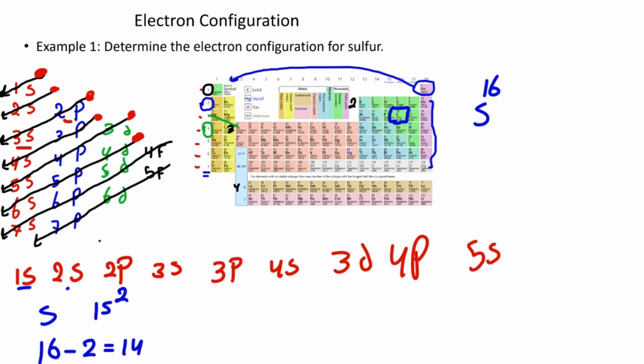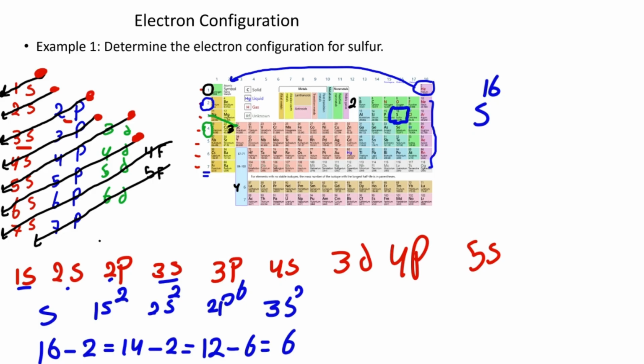Then we have 2s. The 2s as well can hold 2 electrons, so minus 2, we have 12 electrons to go. Then we have 2p. P can hold 6 electrons, as we mentioned before. So minus 6, it equals 6. So we have 6 electrons to go. Then we have a 3s, which can hold 2 electrons. So minus 2 equals 4 electrons.